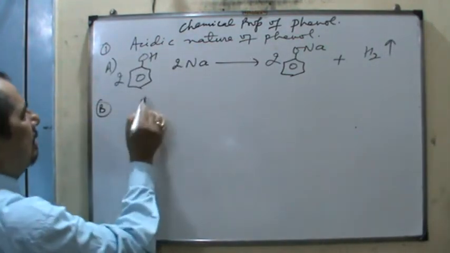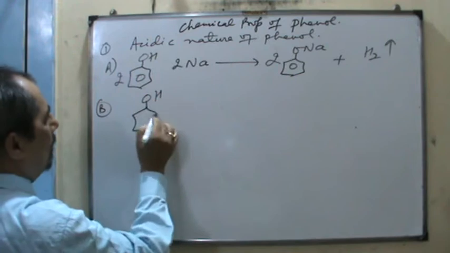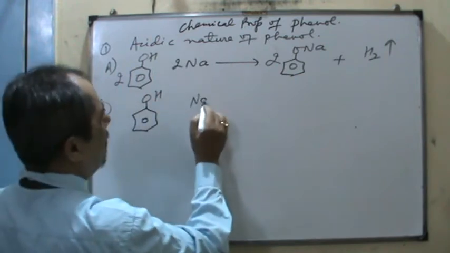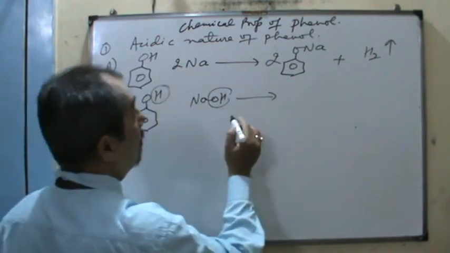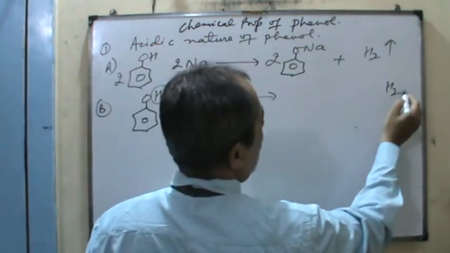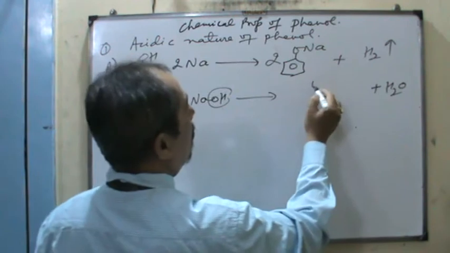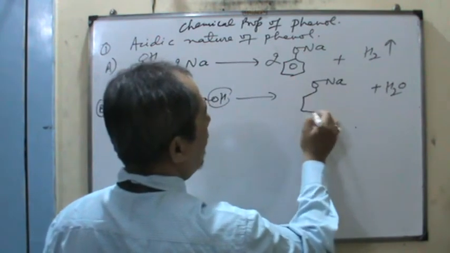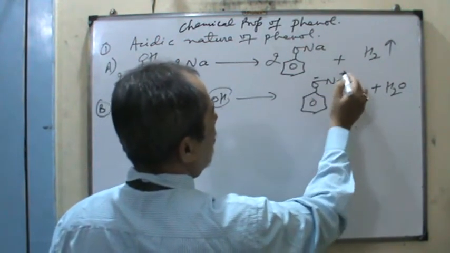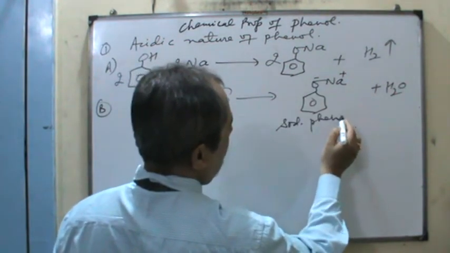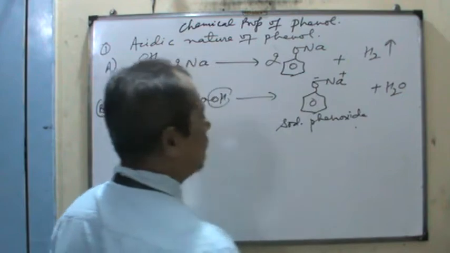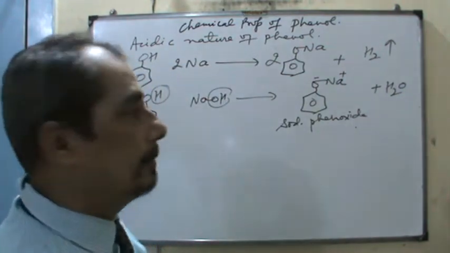The second reaction is you take phenol or carbolic acid and make it react with NaOH. The OH and the H, water is lost, giving ONa, sodium phenoxide. Further, it is also helpful in preparing ether.